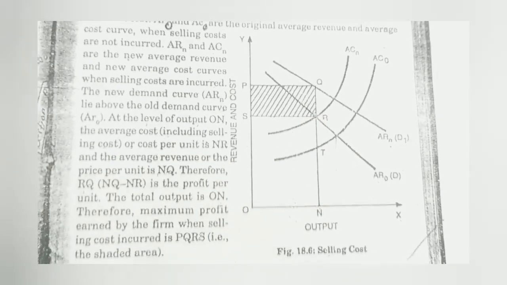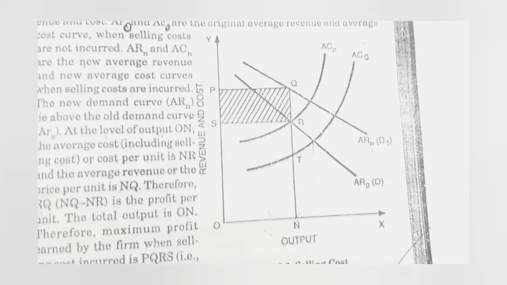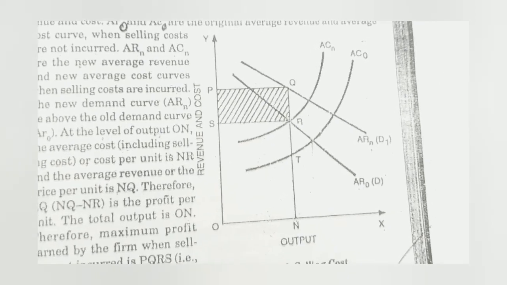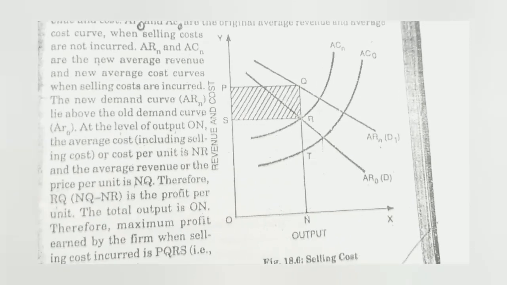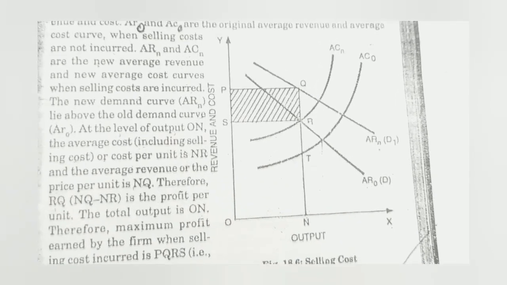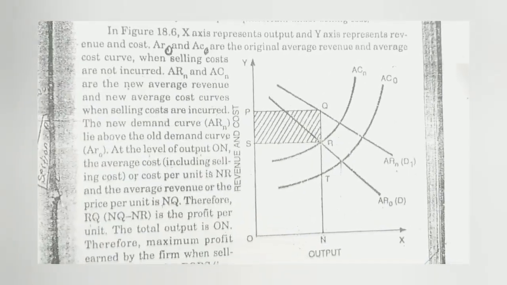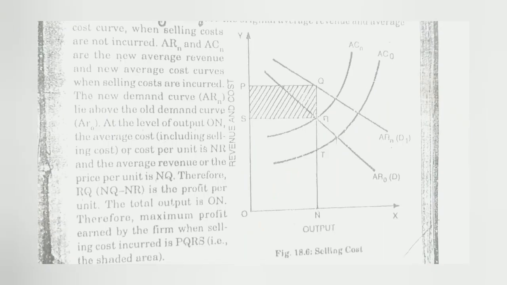We can also find that the price of the commodity is NQ or OP, NT is the production cost and TR is the selling cost. Therefore, the average cost is NR. Hence, the profit is the difference between the new average revenue NQ and the total average cost NR. I repeat, the y-axis represents output and the x-axis represents revenue and cost.